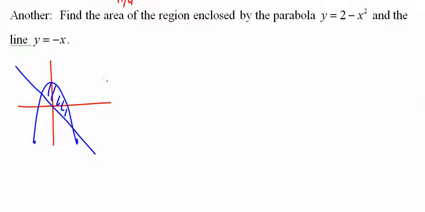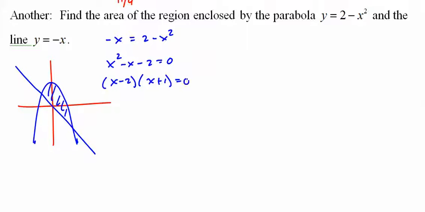Great, what are the limits? Negative x equals 2 minus x squared. X squared minus x minus 2 equals 0. X minus 2, x plus 1 equals 0. Oh, Mr. T, I don't want to have to learn how to factor. Yeah, welcome to the party, pal.